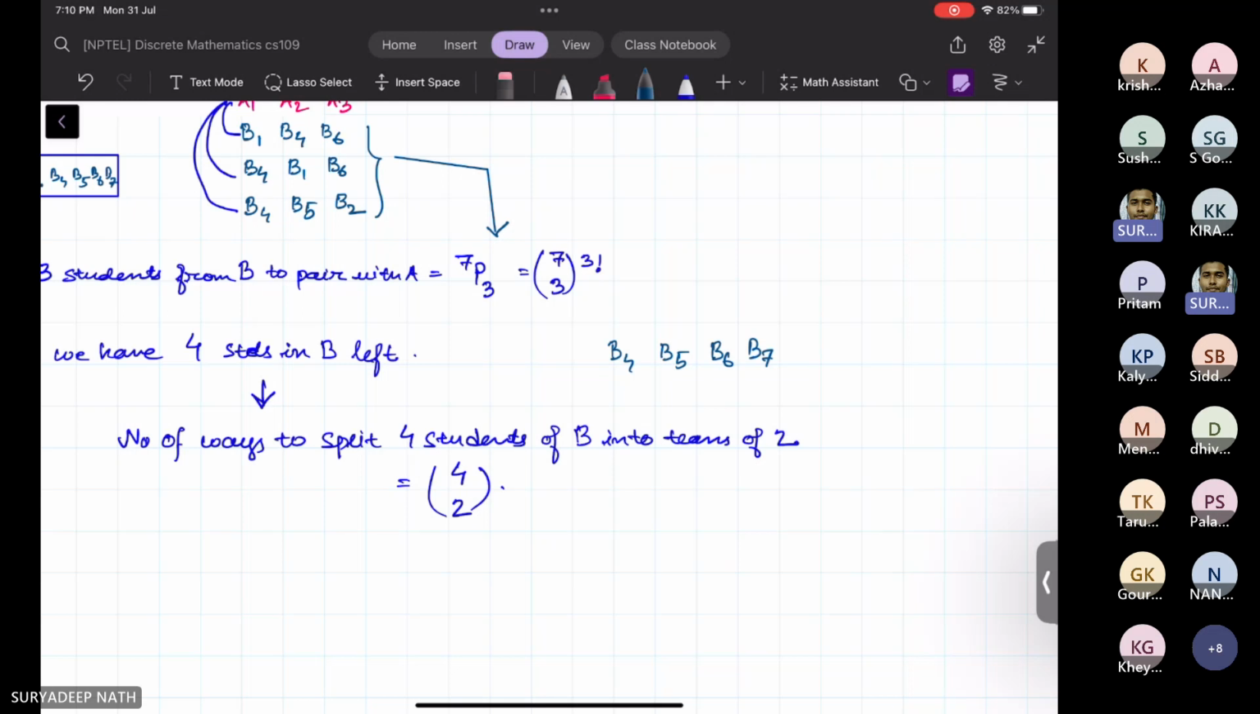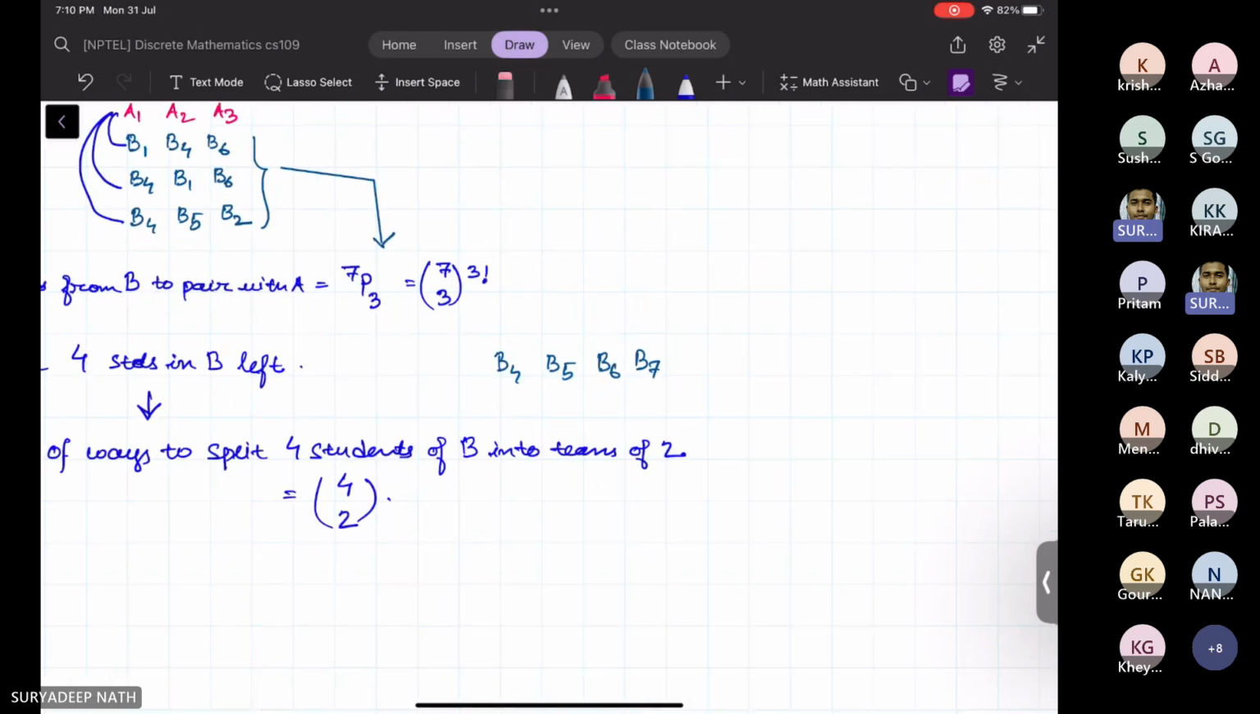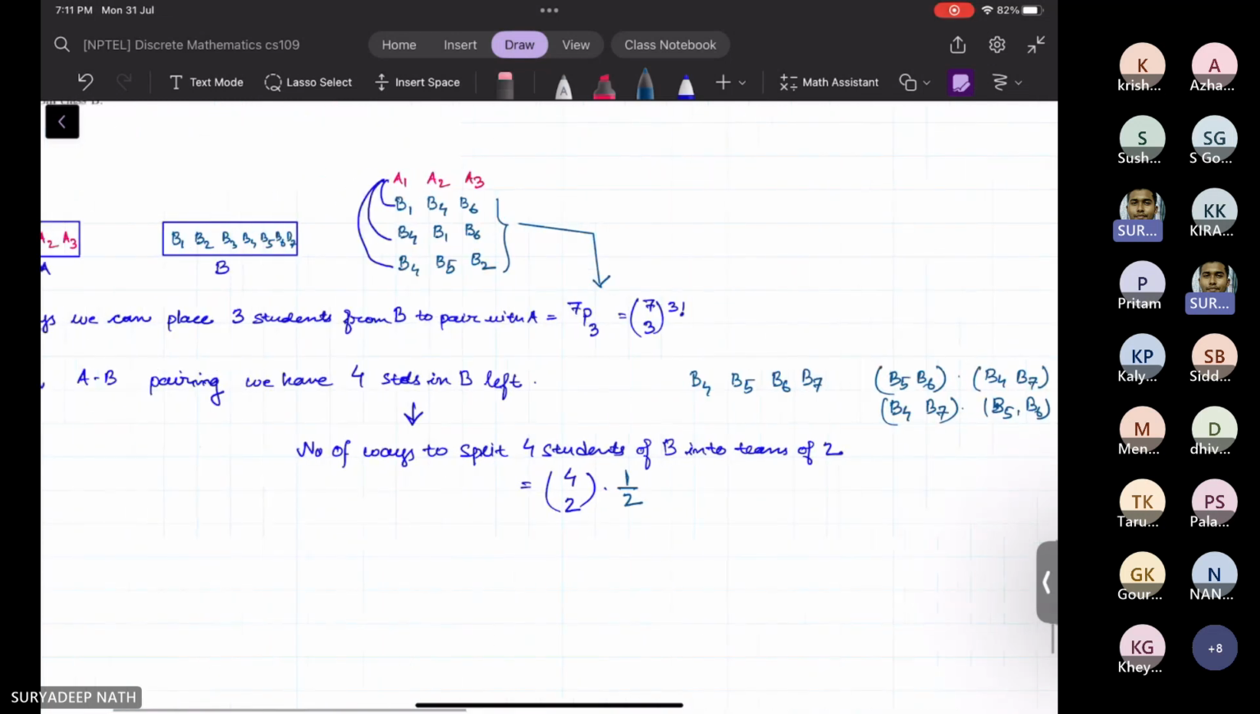So if we choose any two from these four, let's say we choose b5, b6, this automatically implies that another team, b4, b7, is being created. But in this 4 choose 2, we are also counting b4, b7, which again implies b5, b6 is being created. So we are counting the teams twice, so we'll have to divide it by half. So for each AB pairing, we'll have 4 choose 2 divided by half.